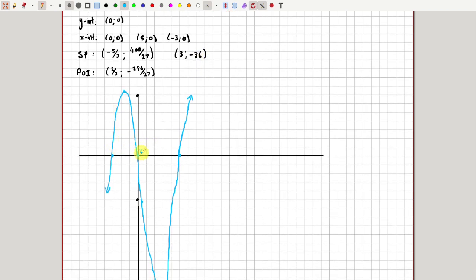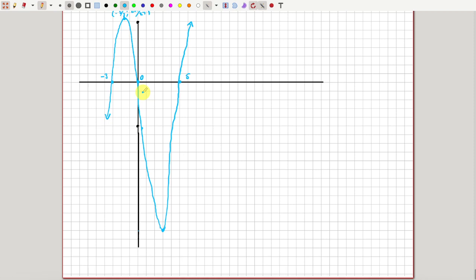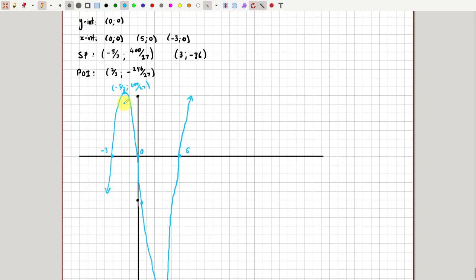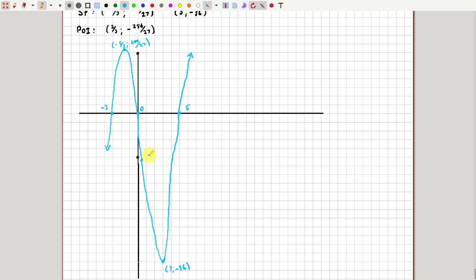So we've got our 0 over there. We've got our 5 over there. And your lines will be better because this won't be a scale they'll use in your exams. And then this over here was our turning point, which is (-5/3, 400/27). And then we've got (3, -36) over here. And for this one, we've got (2/3, -286/27).